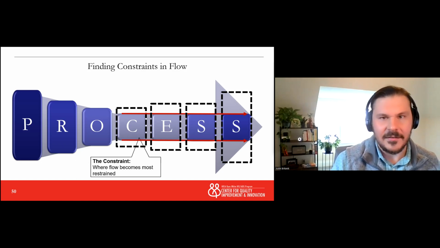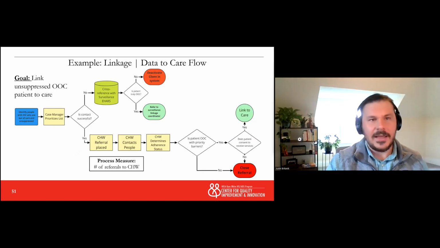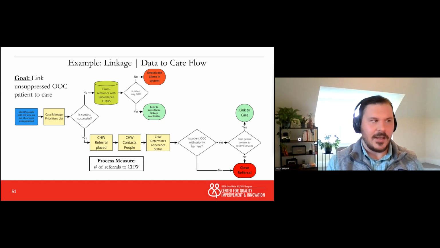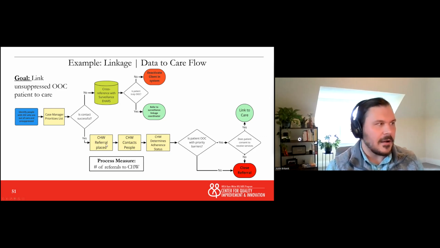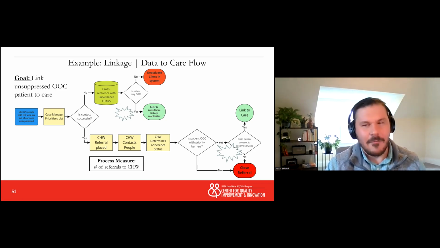Great, makes sense. So we're going to look at this example right here. This is a linkage to care example, and they had a problem here: patient consent to receiving services, right? That's a barrier, that's a constraint. But there's not a lot we can do about it. If the patient doesn't consent, we're probably not going to move forward, at least not at first.